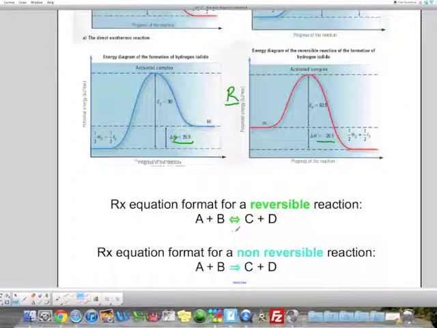For a reversible reaction, we put a double arrow. For a non-reversible, we put a single arrow going forward. That's the difference when we write the chemical reaction equations. And that's it for that.